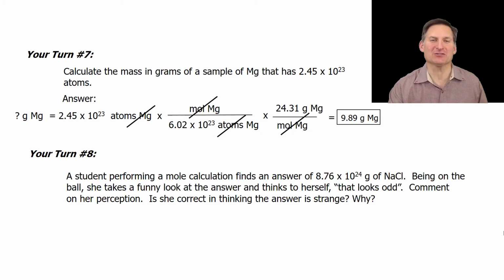Okay, last question. Let's say a student performing one of these calculations finds her answer is 8.76 times 10 to the 24th grams of sodium chloride. She takes a look at that answer and immediately thinks to herself, that looks odd. Comment on her perception. Is she correct in thinking the answer is strange, and why? Stop the video now.